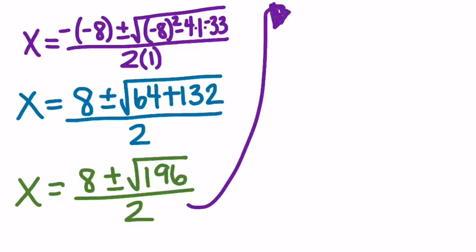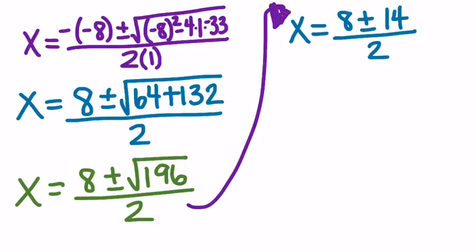Okay, so next step I'm going to take the square root of 196, and that happens to be 14. Now, if this wasn't a perfect square, I'll show you in a second, we'll do another problem where we will either need to simplify the radical or you may wind up with a decimal answer, depends on what the directions say. So I'm going to say x equals 8 plus or minus, since the square root of 196 is 14, all over 2.